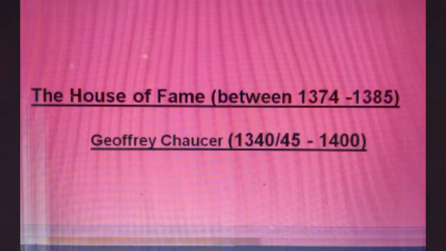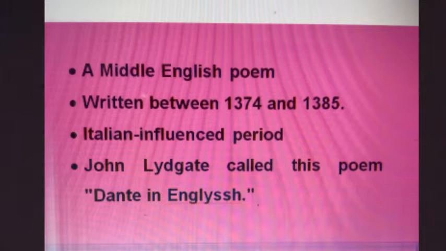The House of Fame, written between 1374 to 1385. Geoffrey Chaucer, 1340 or 45 to 1400. And we know The House of Fame is a Middle English poem, and it was written between 1374 and 1385. And the poem was written during Geoffrey Chaucer's Italian period.